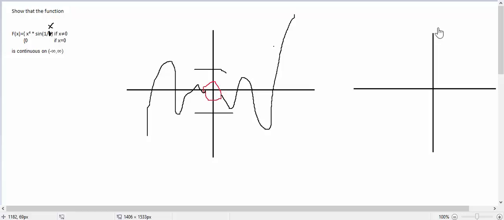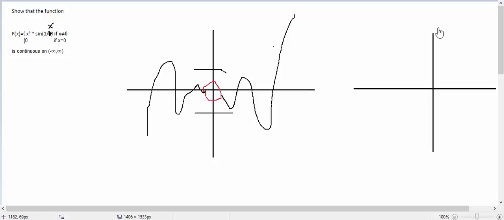Hi guys, so today I'll be doing chapter 2.5, question number 71. It asks, show that the function f of x equals x to the power 4 sine 1 over x if x doesn't equal 0, and 0 if x equals 0, is continuous on negative infinity to infinity.